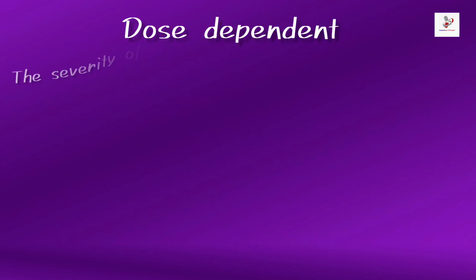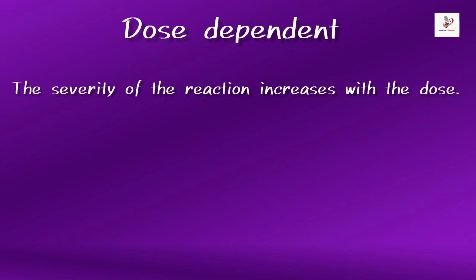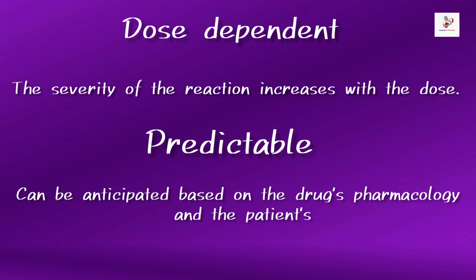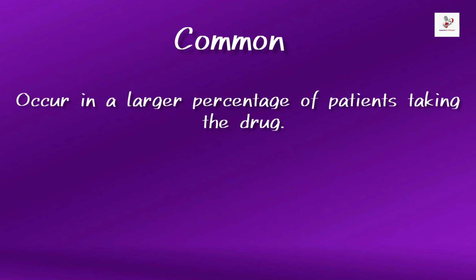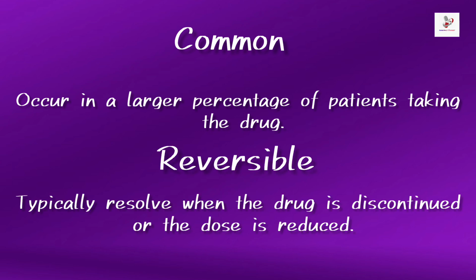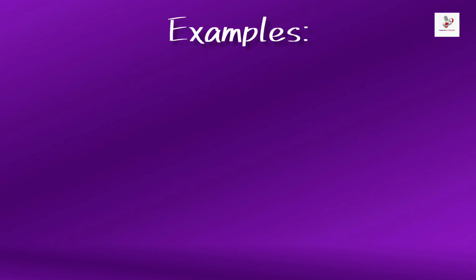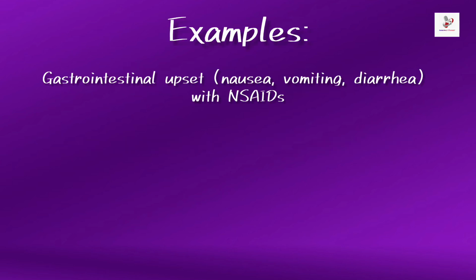First one, dose dependent. The severity of the reaction increases with the increase of the dose. Second one, predictable. It can be anticipated based upon the drug's pharmacology and the patient characteristics. Common. It occurs in a larger percentage of patients taking the drug. Reversible. Typically, it resolves when the drug is discontinued or the dose is reduced. Gradual onset. It may develop gradually over time during the taking of the medication. Examples of type C drug reaction. There are gastrointestinal upset, which includes nausea, vomiting, diarrhea with non-steroidal anti-inflammatory drugs.